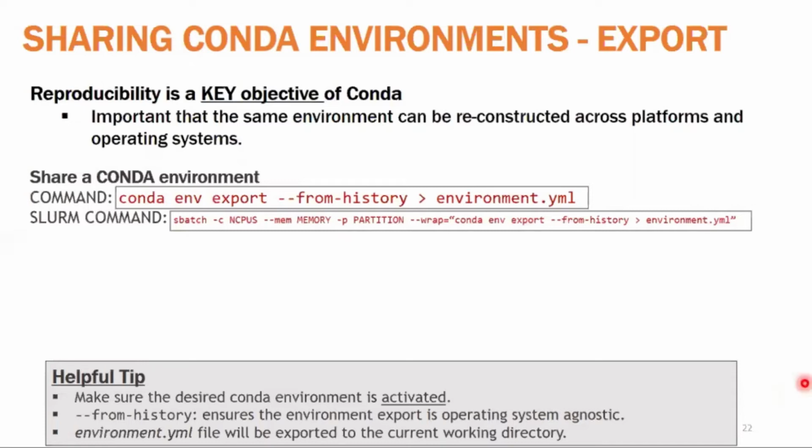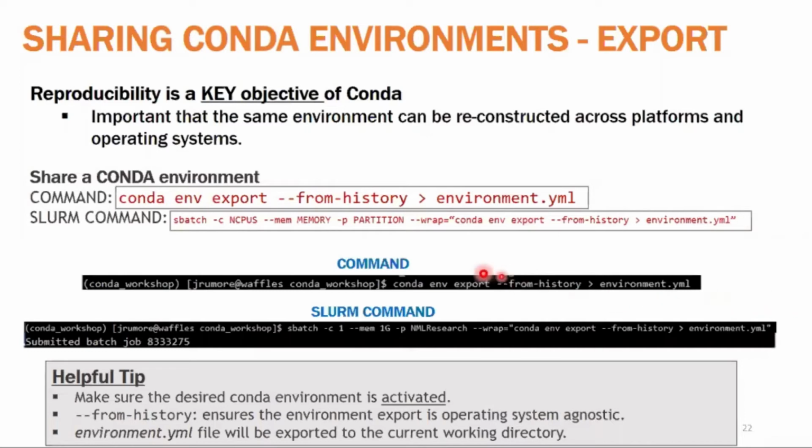Now, to ensure the environment.yml file can generate environments across different operating systems, we have to use the --from-history option. What this does is it only includes packages that you have specifically asked to install in your environment, as opposed to including every package in your environment, which may not be compatible across operating systems. So after running the command, the environment.yml file will be saved to the current working directory. Now, in the example shown in the slide for both the basic and SLURM command, I'm exporting the information to build the conda workshop environment to the environment.yml file.